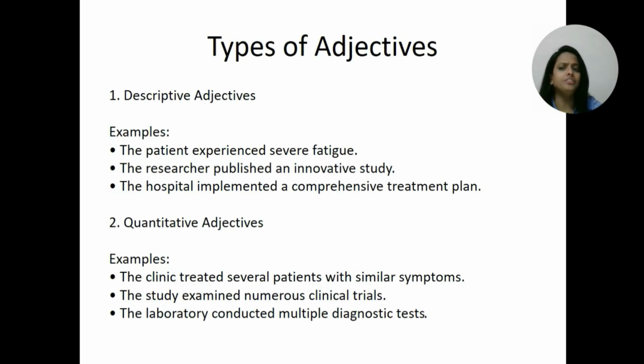And we do have different types of adjectives, several categories based on their functions. We call them descriptive adjectives, which describe the qualities or characteristics. For example, the patient experienced severe fatigue. The researcher published an innovative study. The hospital implemented a comprehensive treatment plan. So these adjectives describe conditions, qualities, or attributes.